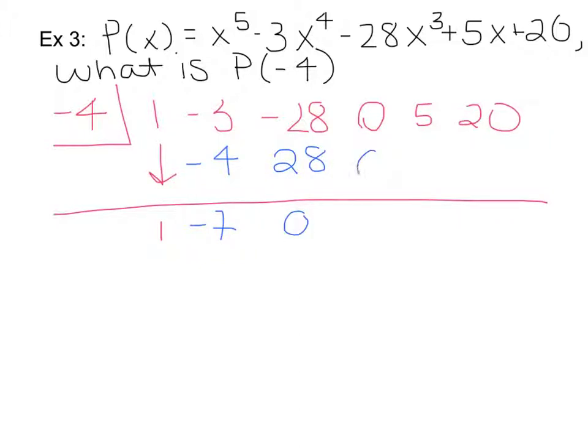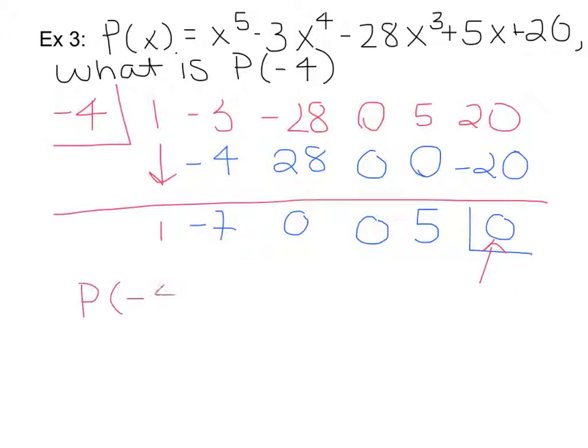Negative 4 times 0 is 0. 0 plus 0 is 0. Negative 4 times 0 is 0. And 5 plus 0 is 5. Negative 4 times 5 is negative 20. And 20 plus negative 20 gives me 0. So all what I care about in this question is what the remainder is. So p of negative 4 equals 0.